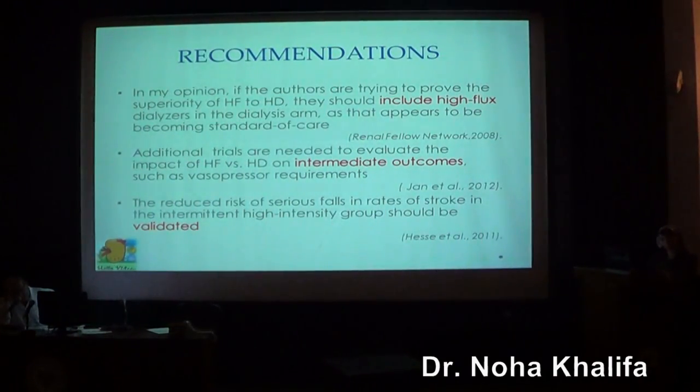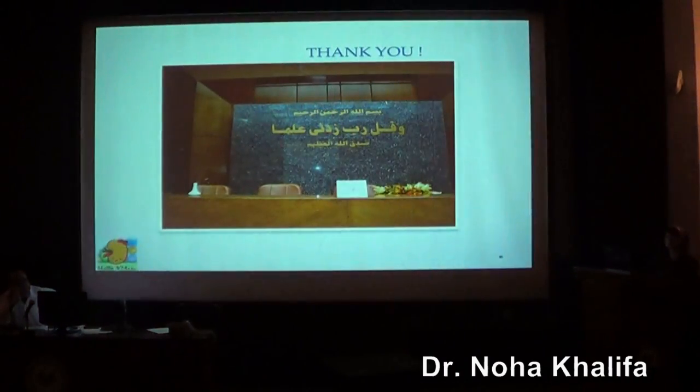So what were the recommendations that were in literature? They were all about the types of studies that we needed. First of all, they have to include high flux dialyzers for the patient if you're comparing superiority of hemofiltration to hemodialysis. There's no sense in trying to compare which is superior, hemofiltration or hemodialysis, if you're using different filters. Obviously, a high flux will result in better outcome. So they don't have a study where they use high flux for both. So that's one drawback. The other recommendation was that they need to evaluate the impact of hemofiltration versus hemodialysis on intermediate outcomes. And the last thing is that reduced risk of serious falls, invasive stroke in the intermittent high intensity group again should be validated.